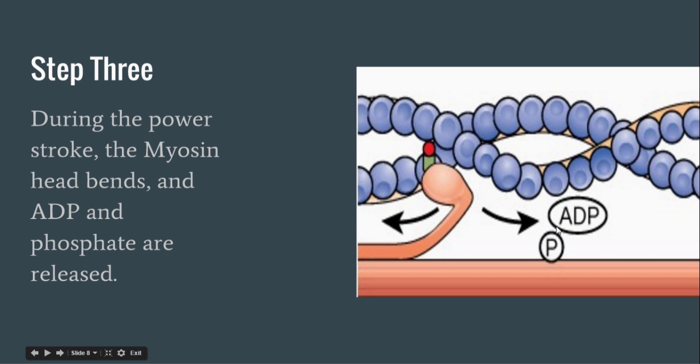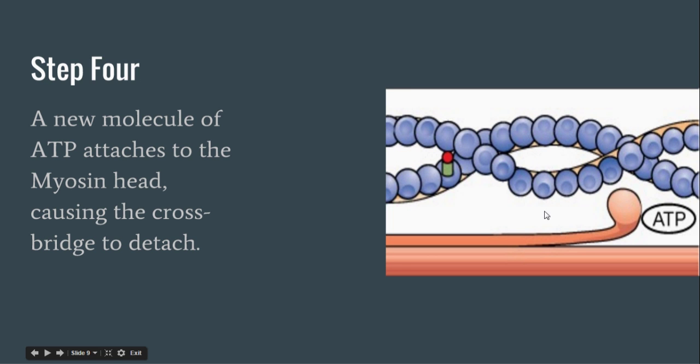Step 4 is a new molecule of ATP attaches to the myosin head, causing the cross bridge to detach. And step 5 is ATP hydrolyzes to ADP and phosphate, which returns the myosin to the cocked position.